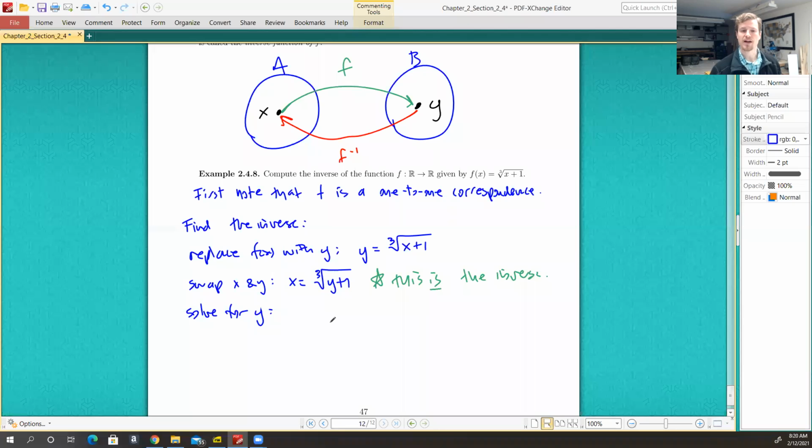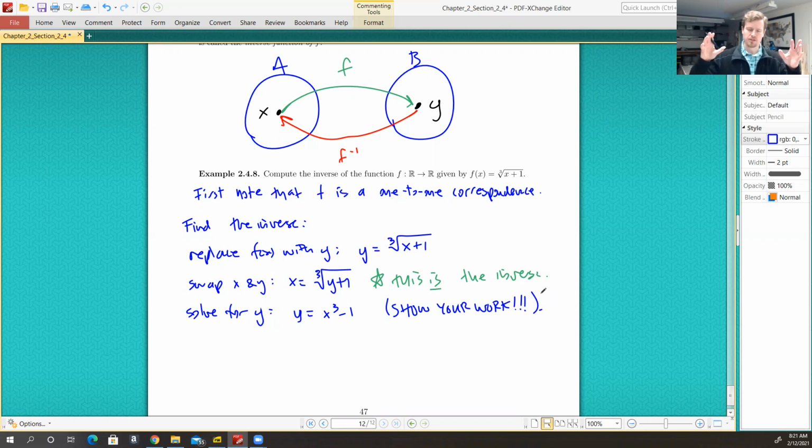Now this might take a little bit of algebra, and I would encourage you to show that algebra. In this case, I will tell you what you should find through the use of actually solving for y. What would you have to do? Well, I'd have to do this, and I have to do that. Show those steps. Okay. y is equal to x cubed minus 1. Show your work. Exclamation points, because that's an expectation of you.